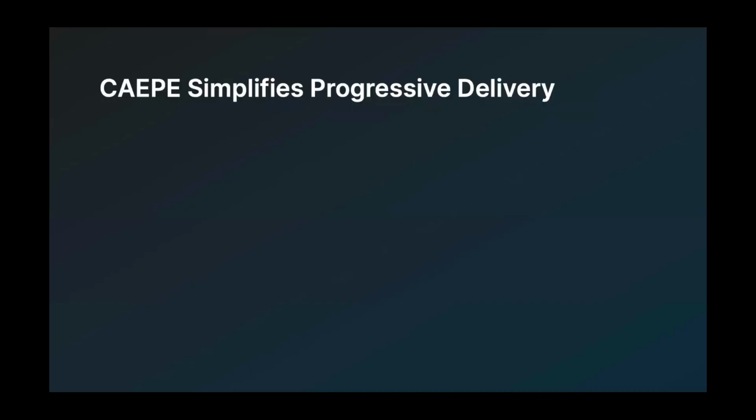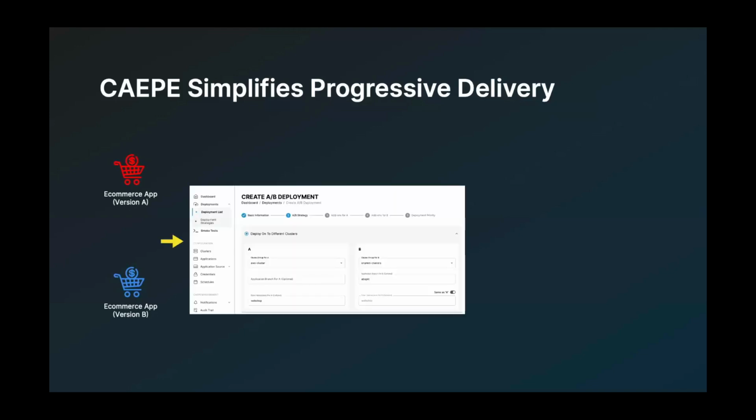With an example of an A/B deployment, we all know that from time to time we may want to push two different versions of the app just to get user feedback.